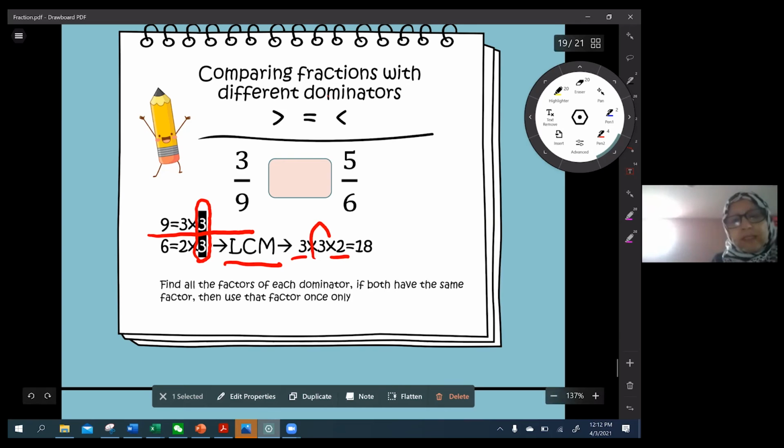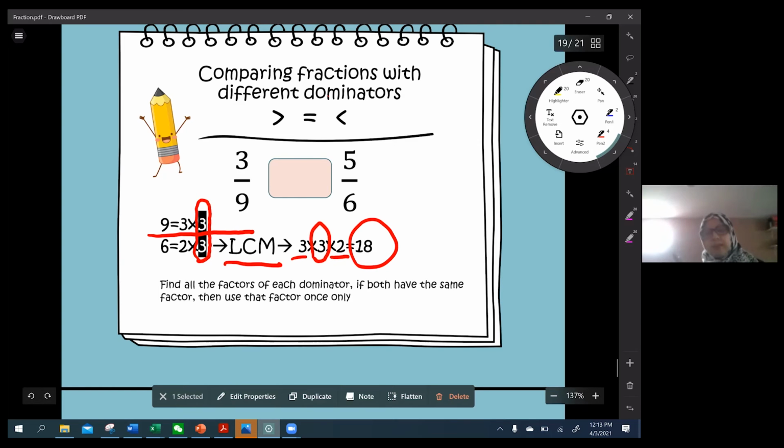Are you getting this one? Yes. So you have 3 times 3 times 3 is 9. And 9 times 2 equals 18. So here you go. We found our lowest common multiple.